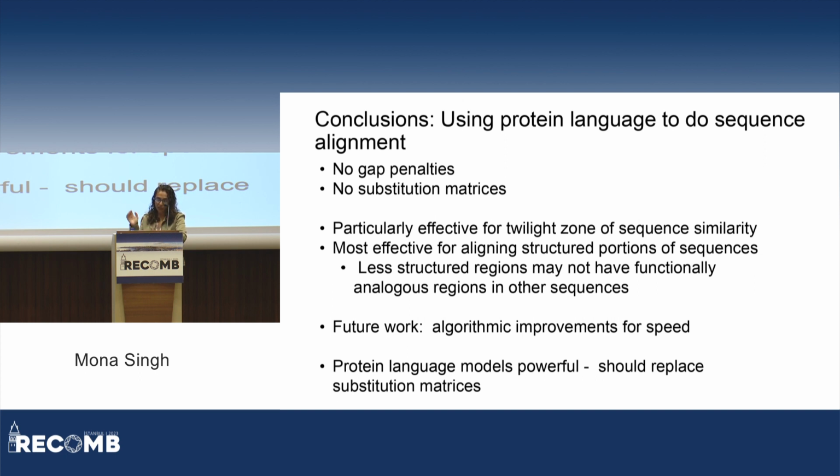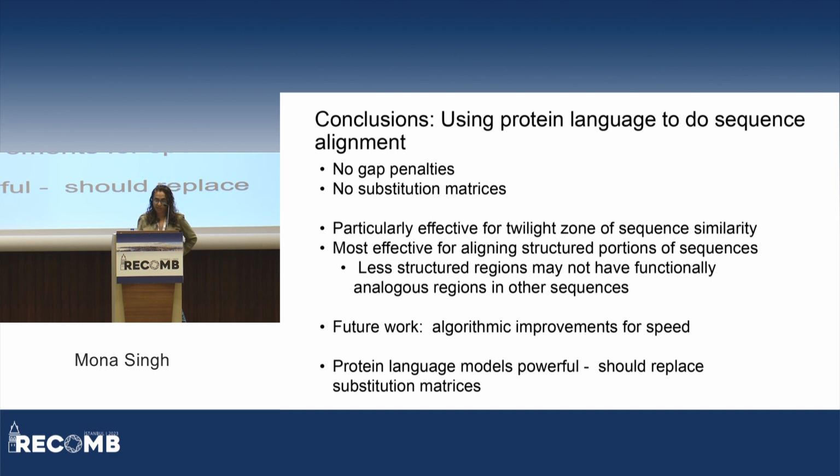I'd like to say, I hope I showed you or convinced you that our method, of course still at the proof of concept state, is particularly effective in the regime of low sequence identity, the so-called twilight zone of sequence similarity. And something I didn't show you, but I wanted to point out, is that actually our method is most effective for aligning the structured portions of sequences. And from doing this work, it made me revisit how I think about alignments, and remembering that in the biological case, what we want are equivalent amino acids that share an ancestor, and that might not always be a one-to-one relationship. So less structured regions in a protein may not have functionally analogous regions or individual positions in other sequences.